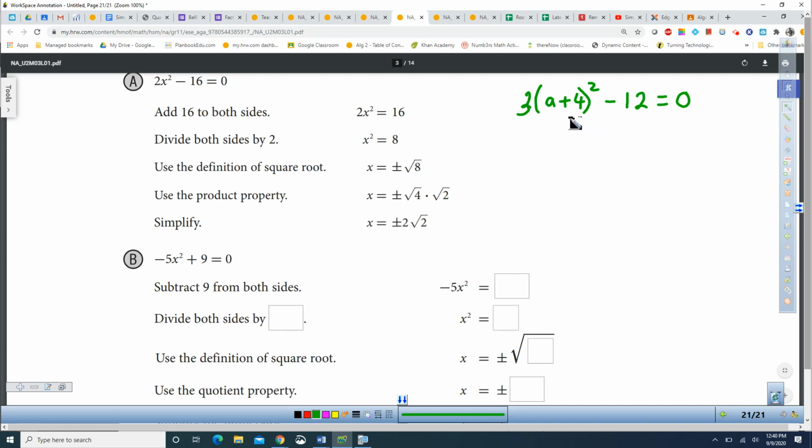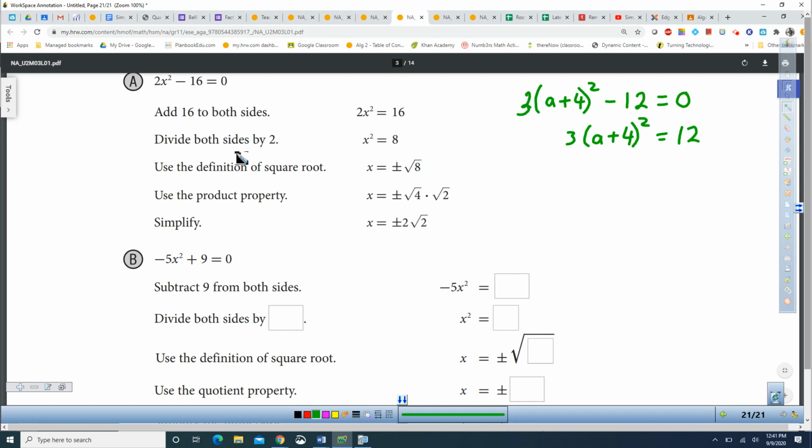They're essentially the same thing. They say, no, they're not. Well, sure they are. This is a number times something squared. Well, this is a number times something squared. Then minus a number. Minus a number equals 0. So essentially, they're the same. So how would I work this problem? Well, the first steps are going to be exactly the same. We're still going to add the 12, just like we added 16. So that would give you 3 times the quantity a plus 4 squared equals 12.